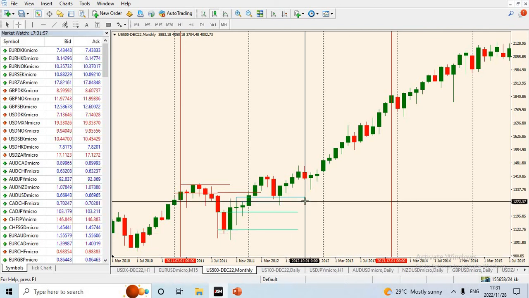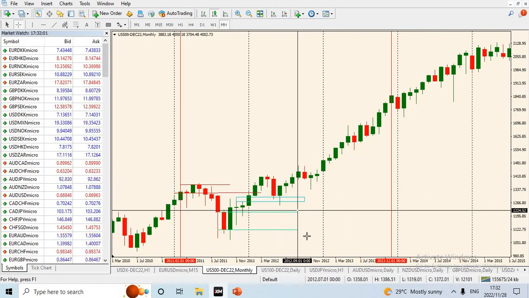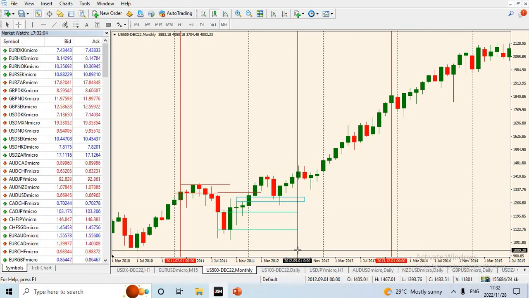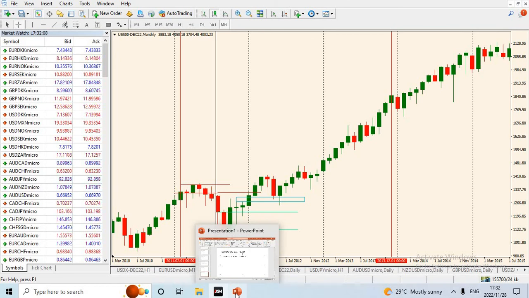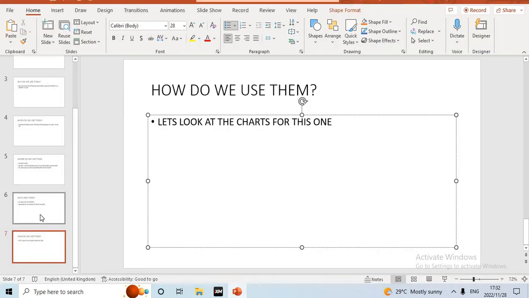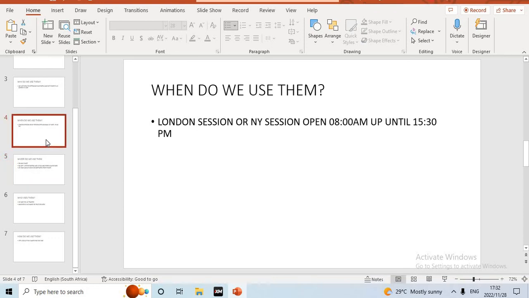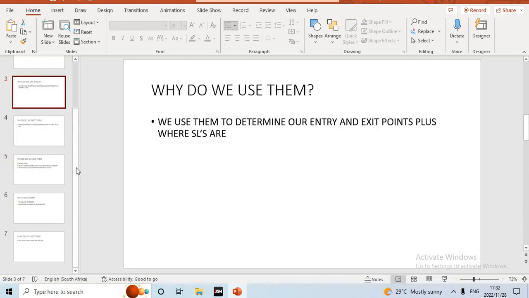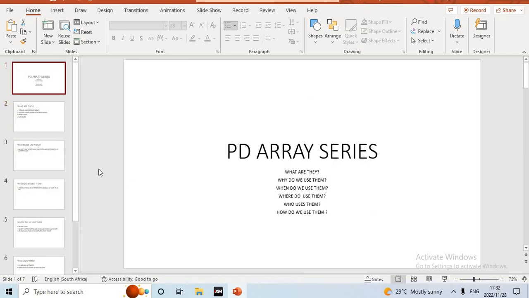But that's more of the technical side. Those are the concepts I'm saying, okay, go to ICT mentorship and go learn. That's deep PD array talk. For now, we just scratch the surface. Just what are PD arrays? Why do we use them? Who uses them? When do we use them? And then after we learn these, we expand on them until we know what we're doing.